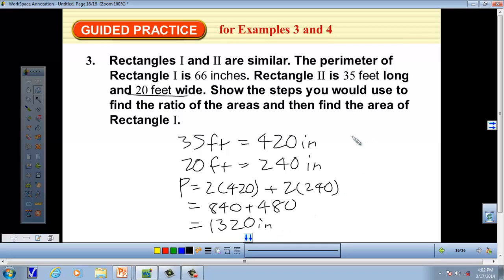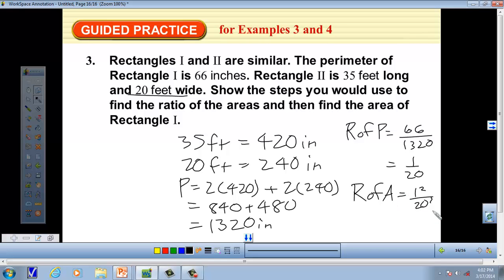So we know that the ratio of perimeters is equal to 66 over 1320, which reduces to 1 to 20. And we want to know the ratio of areas. So the ratio of areas would be 1 squared over 20 squared, which gives us 1 to 400. And finally, we want to know the area of rectangle 1.